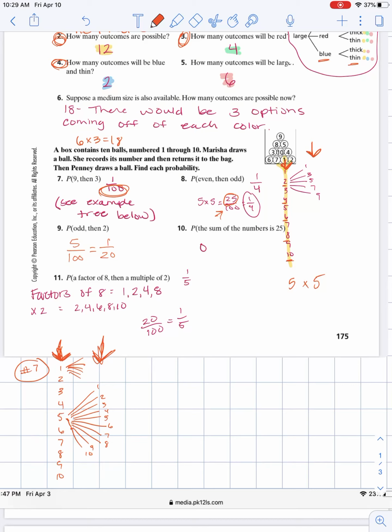The next one here, what is the probability of pulling an odd and then a 2? Well, an odd, we talked about, right? There are 5 ways to pull an odd. And then to pull a 2, there's only one way off of each of those, right? So 5 times 1 equals 5 out of 100, which can be simplified to 1/20th.